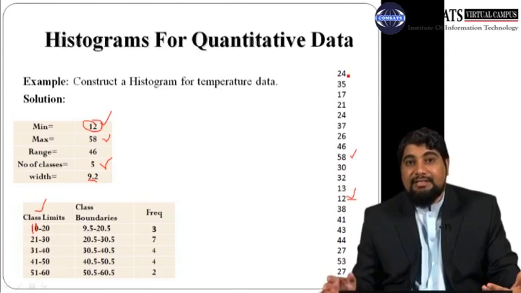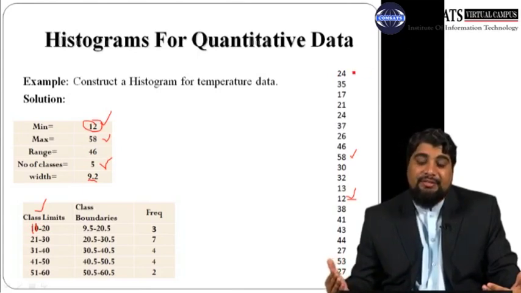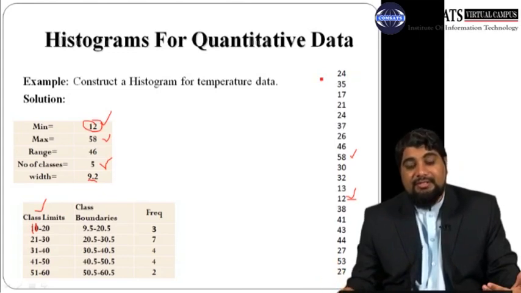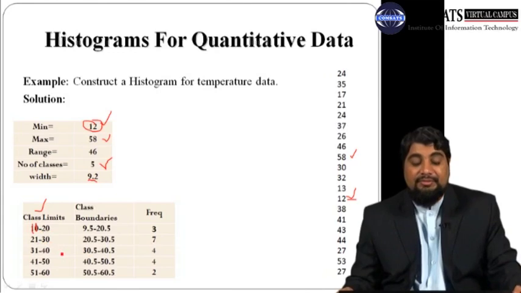So you can use the tally bar method to calculate the frequencies. So here there are 3 days having temperature from 11 to 20 degrees centigrade. There are 7 days having temperature from 21 to 30. There are 4 days having temperature 31 to 40, and 4 from 41 to 50, and 2 from 51 to 60.